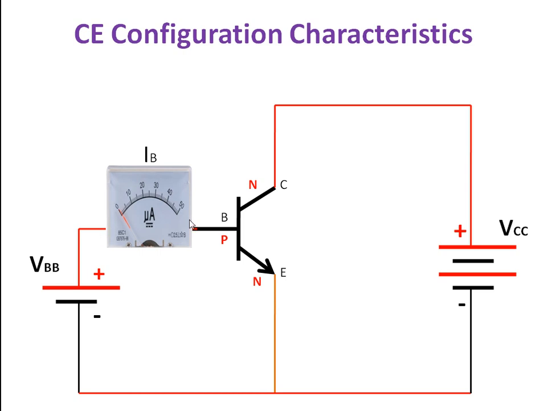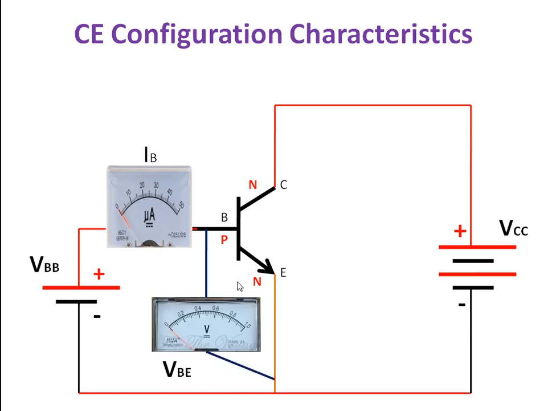To measure the input current, the base current, we have connected a microammeter, because we have connected only a small amount of voltage. It drives only a small amount of current, so that's why we are using a microammeter. To measure VBE, the base-emitter voltage, I have connected a voltmeter of 0 to 1 volt, because to break the depletion layer we require only 0.7 volt.